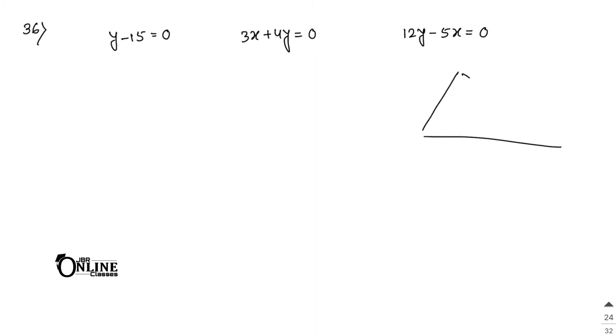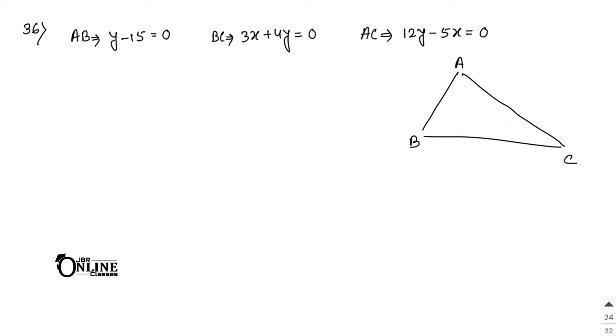Now next, sum number 36. Find the incenter of the triangle formed by the lines y minus 15 equals 0, second 3x plus 4y equals 0, and third 12y minus 5x equals 0. So suppose this one is the triangle ABC. As AB equals this one, BC equals this one, and consider AC equals this one.